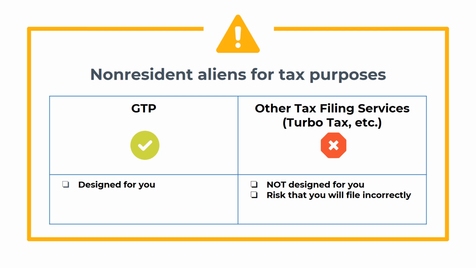If you are a non-resident alien for tax purposes and you made income from a U.S. source, we strongly recommend that you use GTP to prepare your federal income tax return. GTP is specially designed for non-residents for tax purposes. The vast majority of tax filing services, such as TurboTax, are not designed for non-resident aliens. If you use these other services, you run the risk of filing your tax return improperly by reporting incorrect information or using incorrect forms. This could even lead to penalty fees.